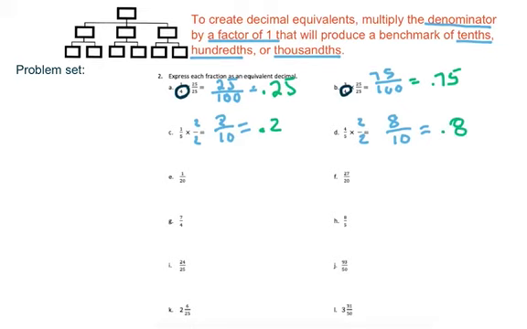Now I'm looking at 1/20. What am I going to multiply 20 by? What I really want to do is get to 100. I know that 20 can go to 100. So I should multiply by 5 over 5. That will give me 100. 1 times 5 is 5, so this is 5 hundredths. So how do I express that as a decimal? 0.05.